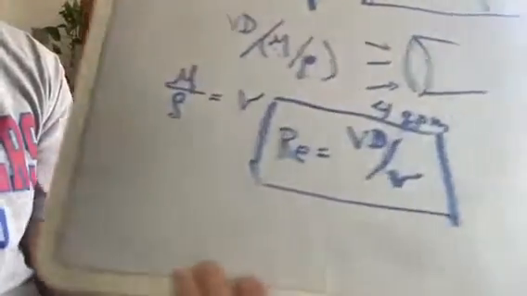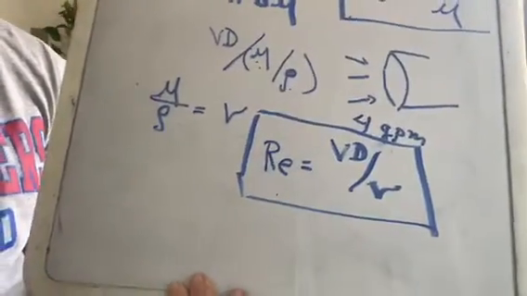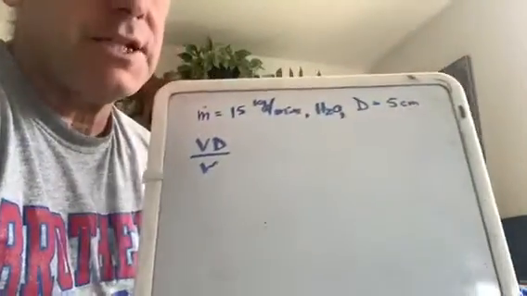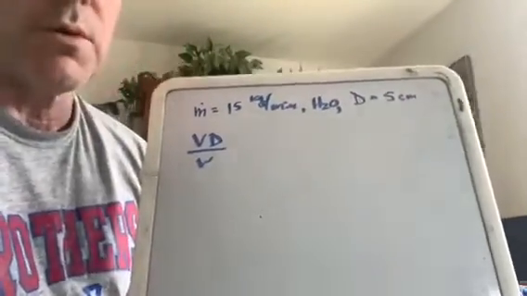Okay, and sorry about my moving the board. That is our third formula of the Reynolds number. All right, to finish off class, let's just verify that this new formula works out.